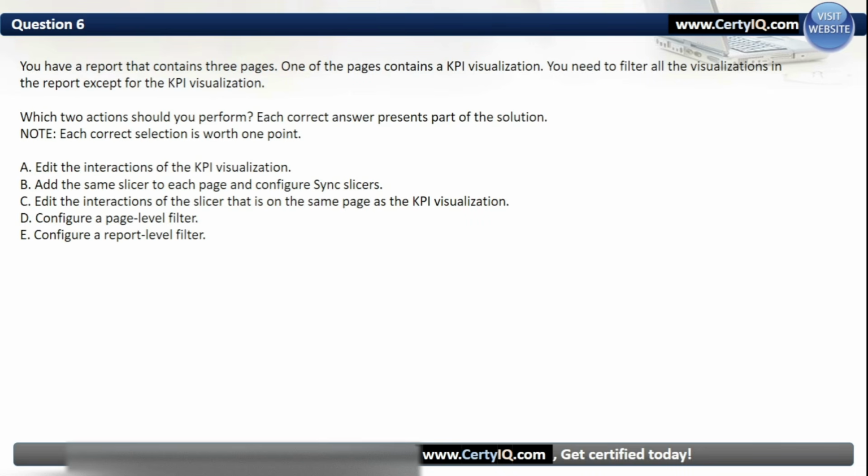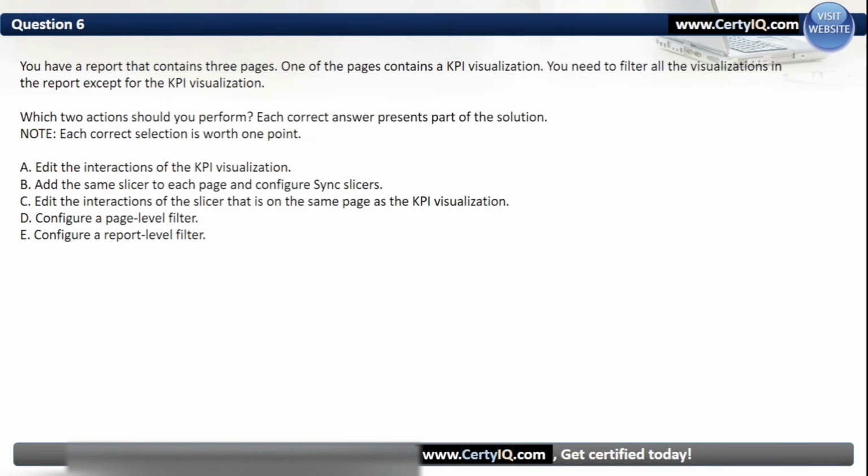Question 6. You have a report that contains 3 pages. One of the pages contains a KPI visualization. You need to filter all the visualizations in the report except for the KPI visualization. Which 2 actions should you perform? Each correct answer presents part of the solution. Note, each correct selection is worth 1 point.